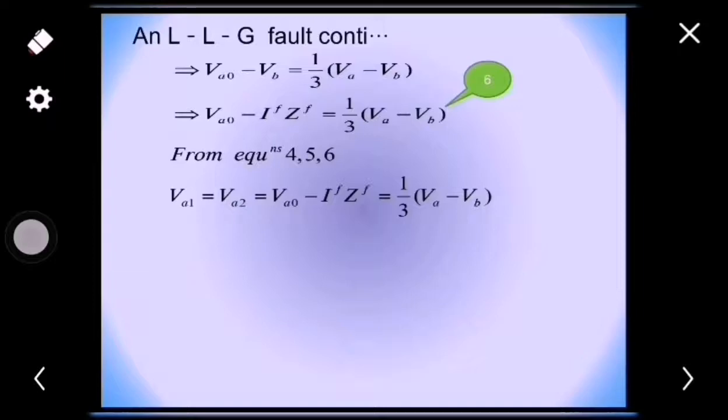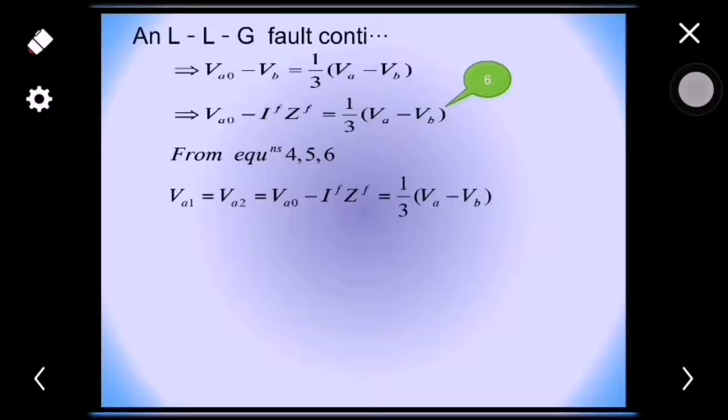Let us take a special case of this LLG fault. If there is no fault impedance, if ZF is 0, then definitely VA1, VA2 and VA0 are the same. It directly indicates the connection of the sequence networks is parallel. In this equation, IF can be replaced by IA0. Now can you tell me what should be the relationship between the fault current IF and the zero sequence current IA0? Do you have some idea?